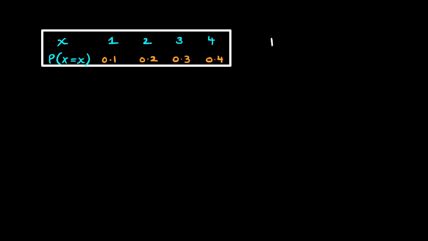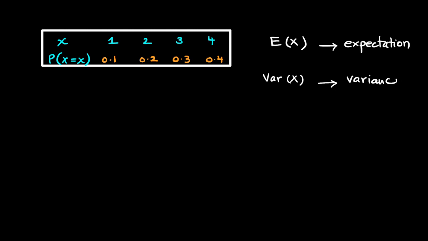Now, there are 2 things that we can calculate. We can calculate E(x), which is the expected value or expectation or the theoretical mean, and we can calculate the variance of this distribution. Now, first of all, let me write down the formula. Expectation of x equals sigma x multiplying with the corresponding probability. Let me work it out for you.